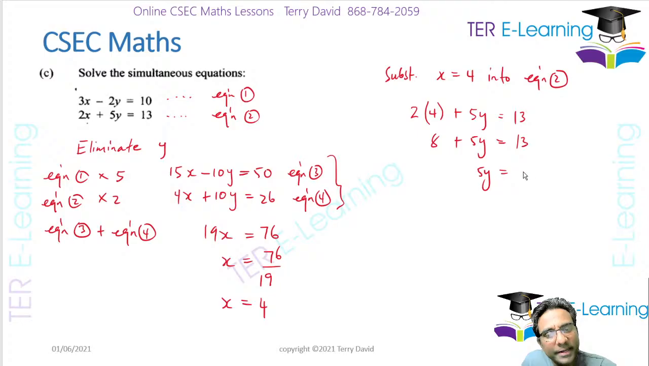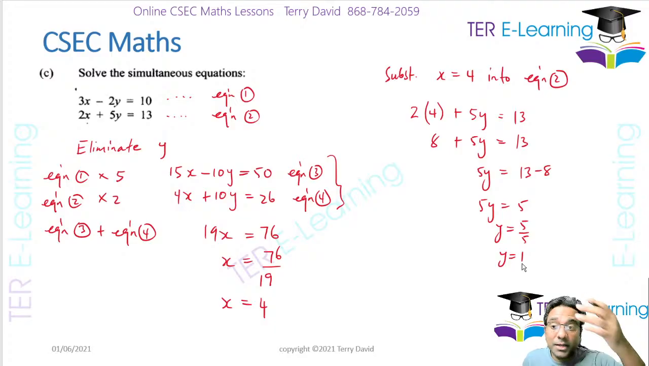So 5y is equal to 13 minus 8, and that's going to give me 5. So 5y is equal to 5. So y is equal to 5 over 5. And therefore y is equal to 1. So that's how we solve this pair of simultaneous equations.